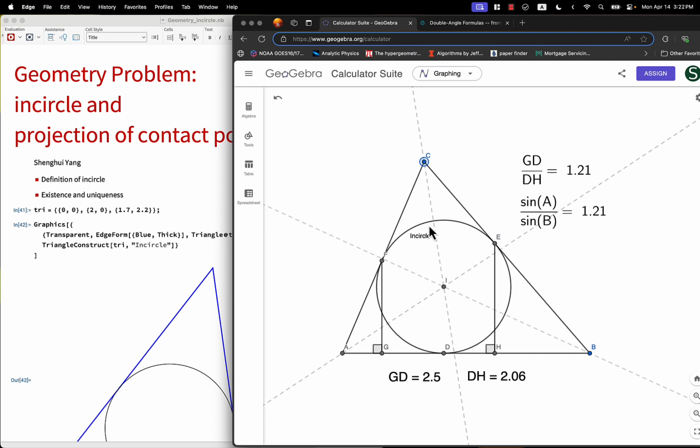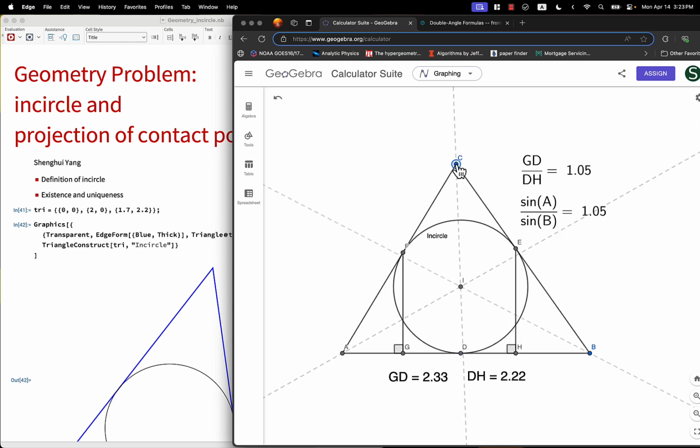The incircle is a circle that touches all the sides at exactly one point, or it's tangent to each side. I mark the contact points as D, E, F. And I have two projections. So basically it means FG is perpendicular to AB and EH is perpendicular to AB, and G and H are their feet.